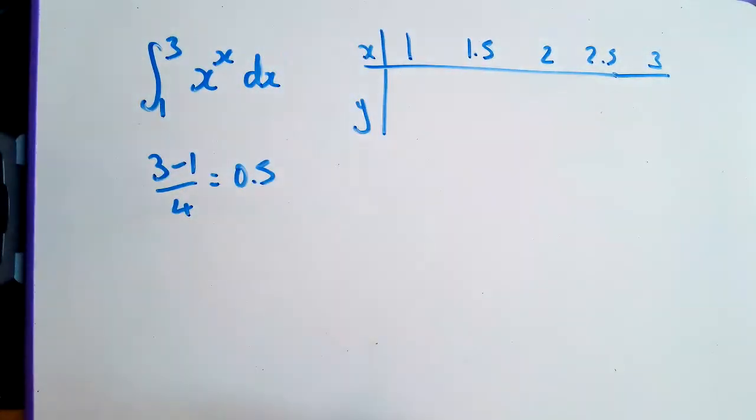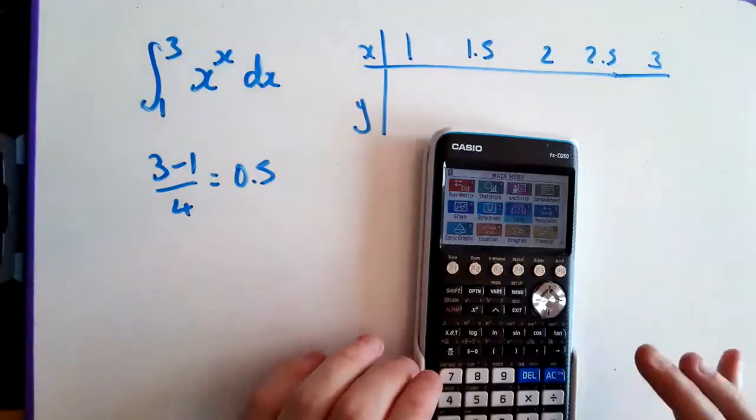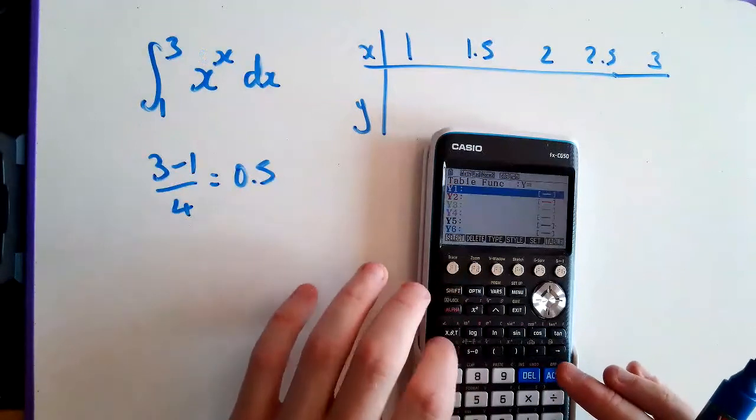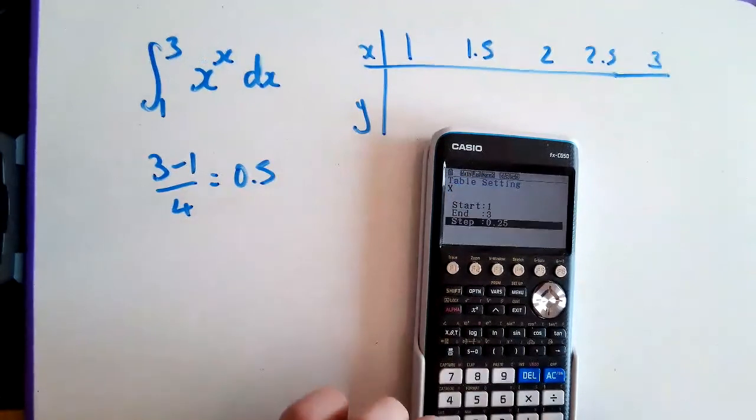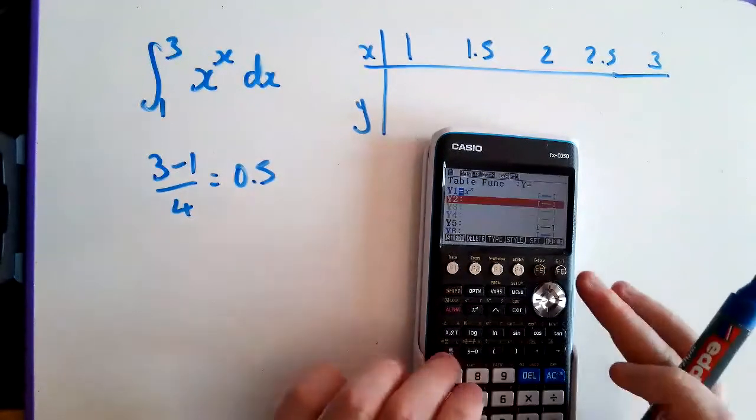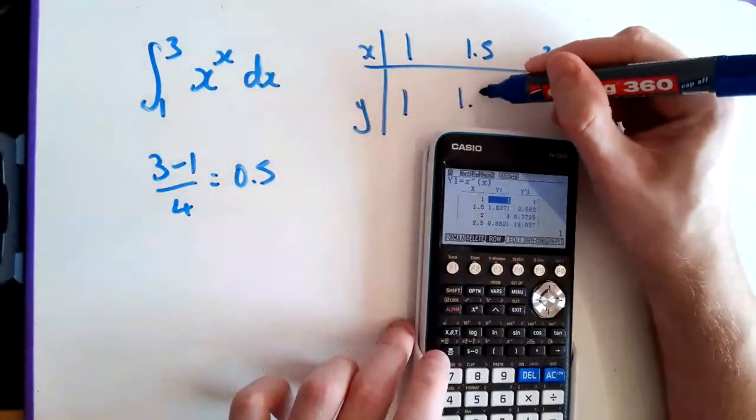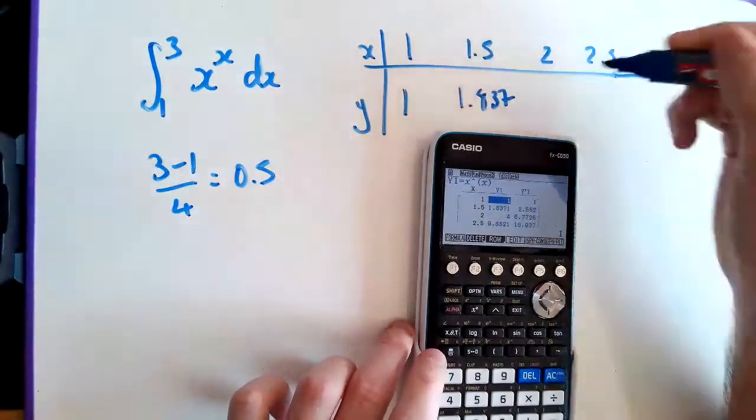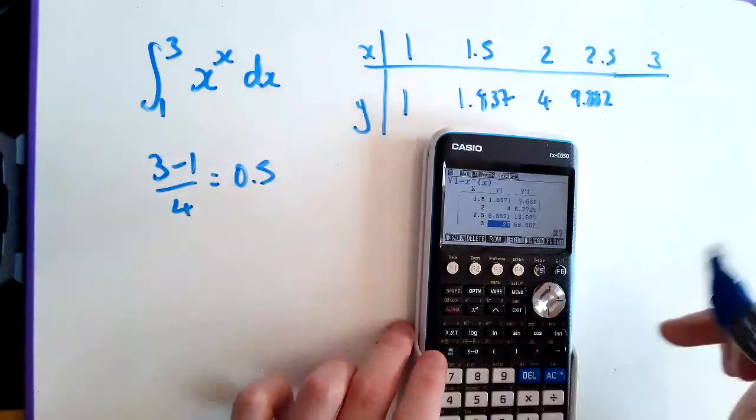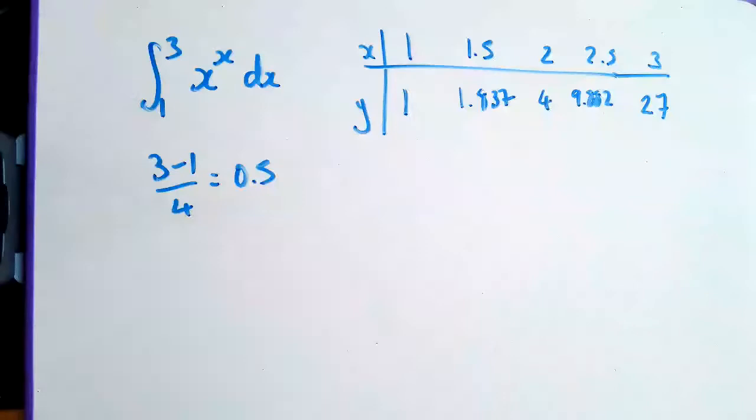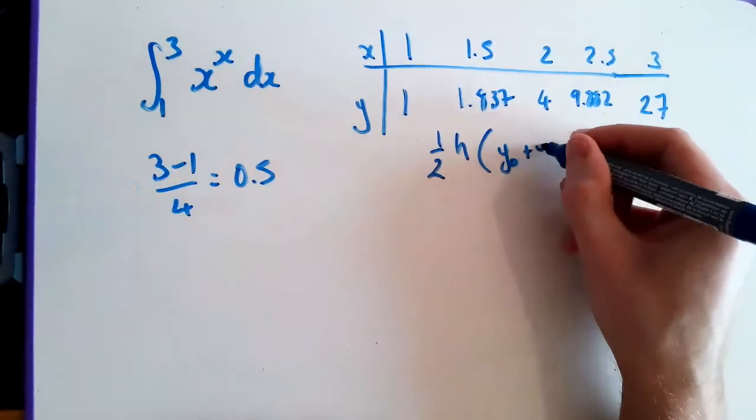And it says use 3 decimal places. Now working out, I'm going to go onto the table mode. I'm going to type in x to the power x, start at 1, end at 3, go up in 0.5. I'm going to get my values. So 1, and to 3 decimal places, 1.837, 4, 9.882, and 27.